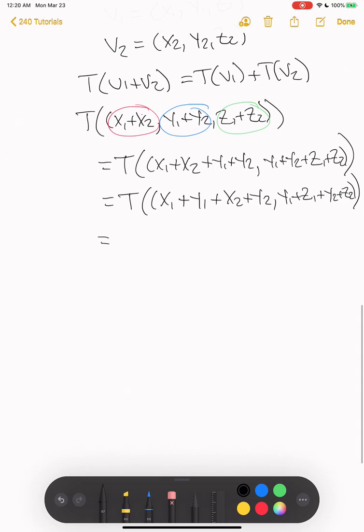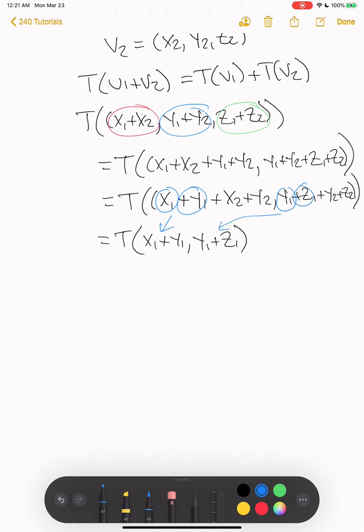And this is equal to T of (x1 plus y1, y1 plus z1). So I've taken out this and this to be here, and this to be here, because that's how you add two coordinates like this, plus T of (x2 plus y2, y2 plus z2), which comes from the remaining terms here and here.